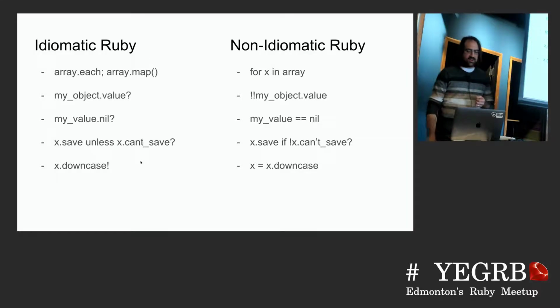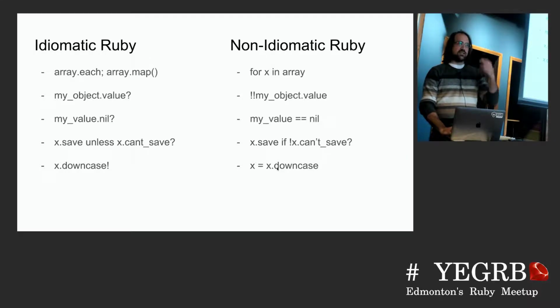The last one I'm going to point out is the bang method convention. So there is in Ruby x.downcase, where x is presumably a string. And that's just going to return to me the value of x downcased. But with a bang, it actually mutates my variable in place. So x will now automatically be downcased, instead of having to assign it as we do on the right here in the non-idiomatic column.